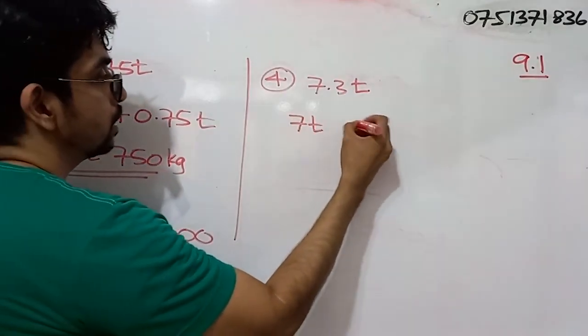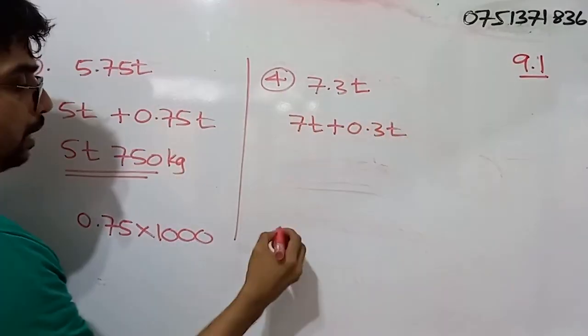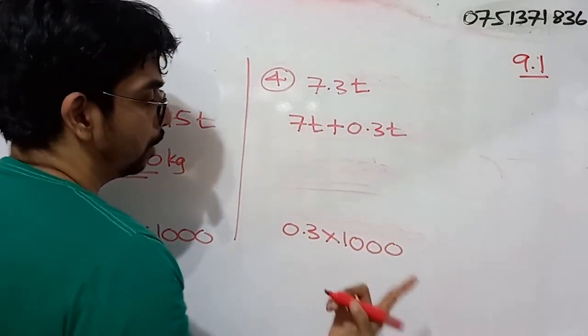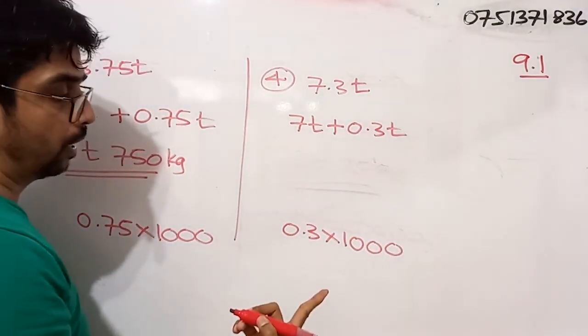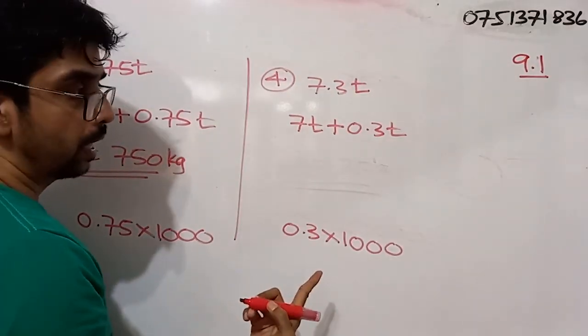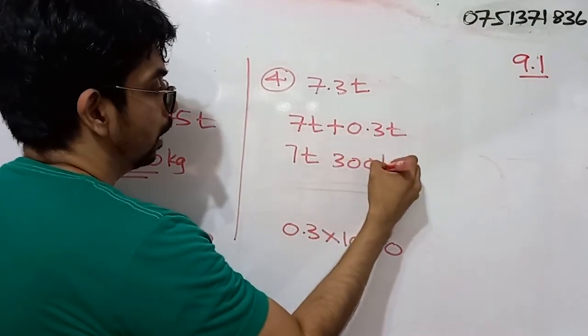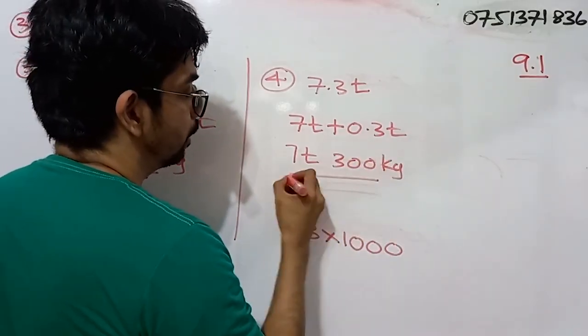7.3 tons. So here also what is this? 7 tons and 0.3 tons. Then 0.3, when I multiplied it by 1000, what happens? This becomes 300, right? So 7 tons and 300 kilograms, that is the answer.